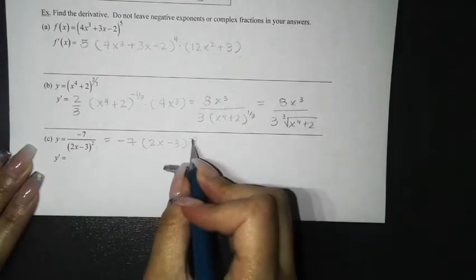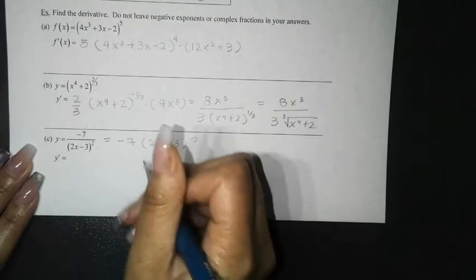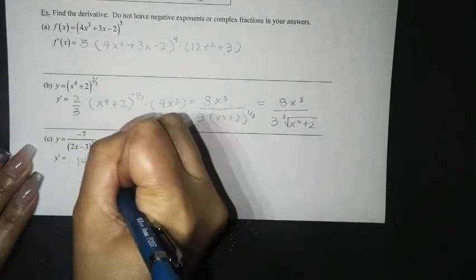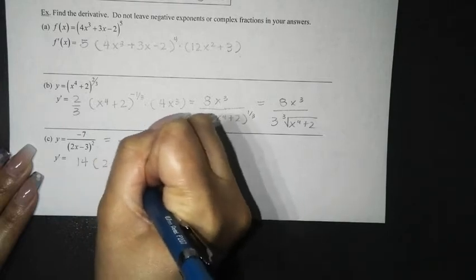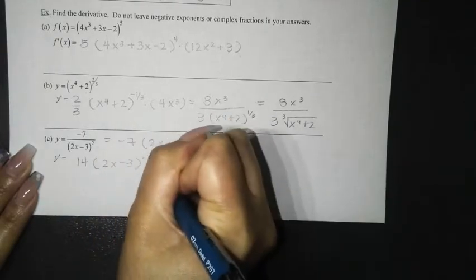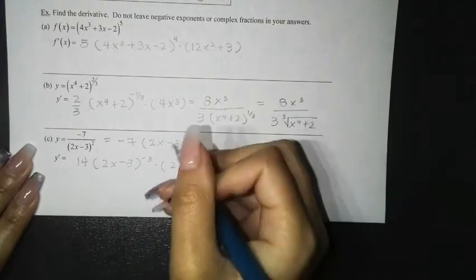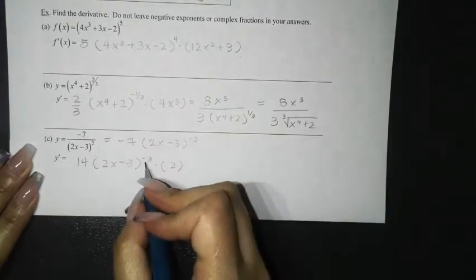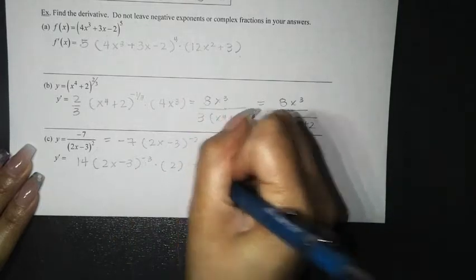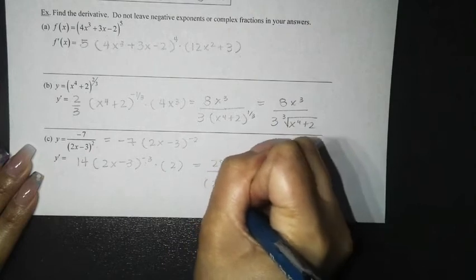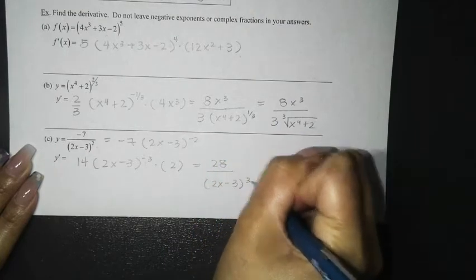So you're going to have negative 2 times negative 7 is going to be positive 14, parentheses, and you have 2x minus 3 to the power of negative 3 times 2, okay? So once you have this, again, I need to simplify this equation, so you know that this is going to be 28 divided by 2x minus 3 to the power of 3, and this is as good as it gets.